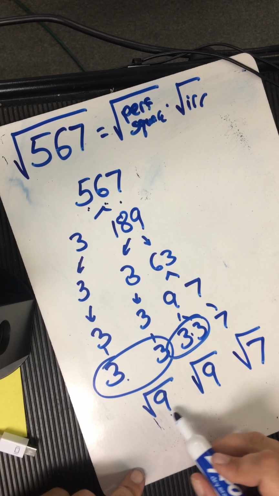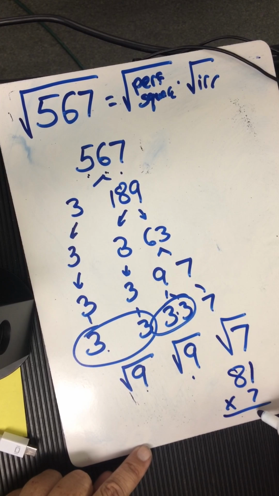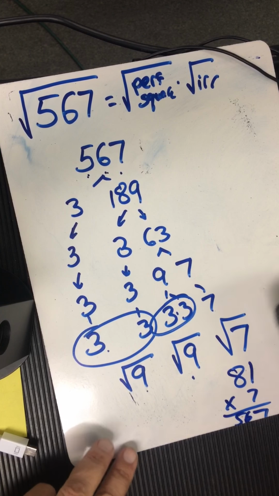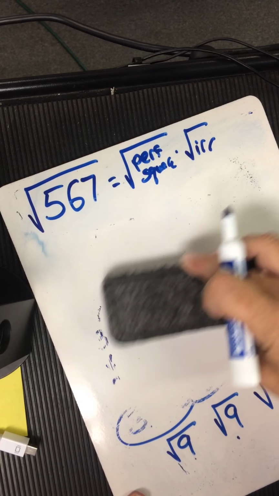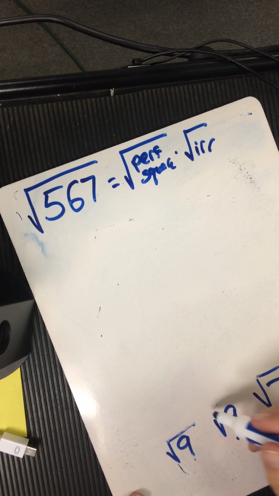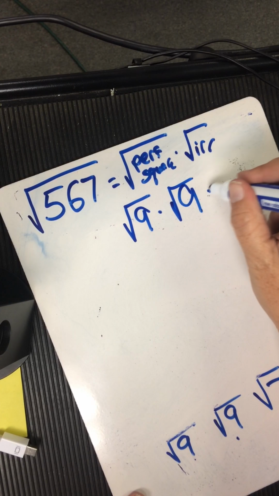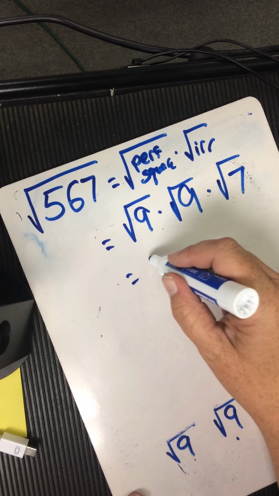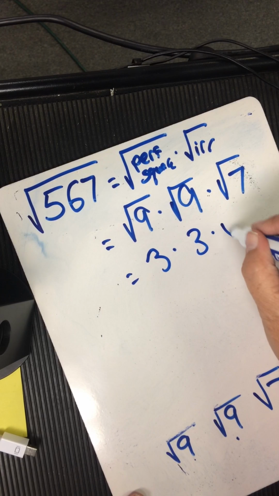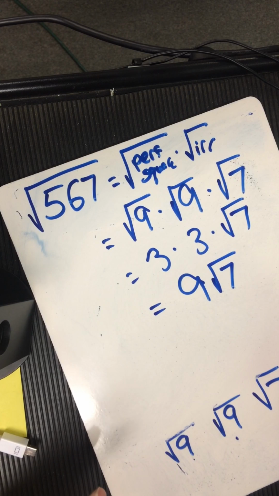I should probably just check. 9 times 9 is 81. 81 times 7, 567. Okay, good. I did it right. So root 9 times root 9 times root 7. So let's go back up here. My perfect squares are root 9 times root 9 times root 7. Now you change the perfect squares into integers. 3 times 3 times root 7. That equals 9 root 7. There you go.